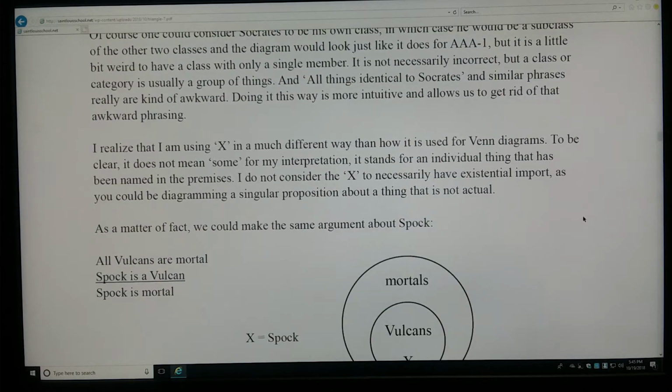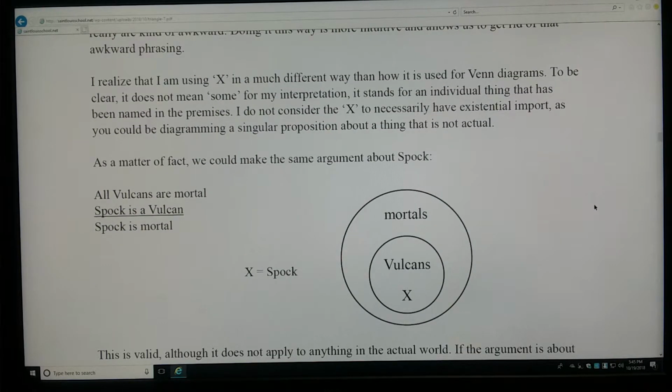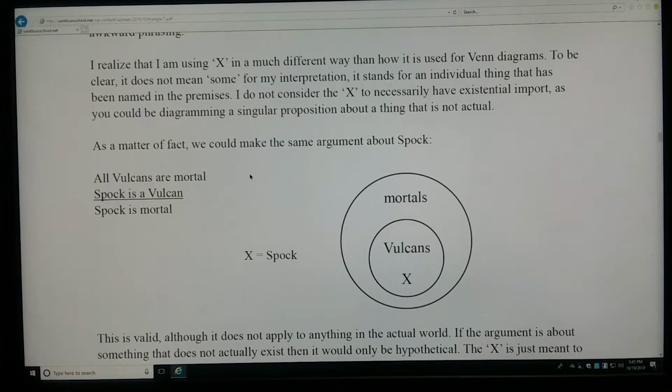Now, I realize that I'm using the X in a much different way than how it's been used for Venn diagrams. So just to be clear, from my interpretation, it doesn't necessarily have existential import, or it doesn't necessarily mean that what you're referring to really exists. So for example, you could use the X to refer to a fictional character like Spock.